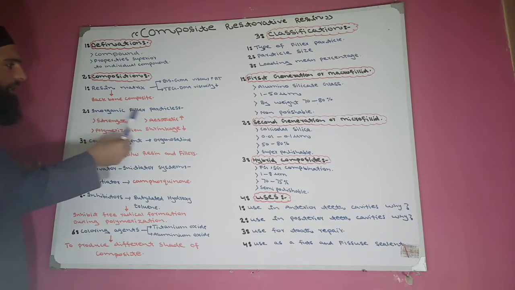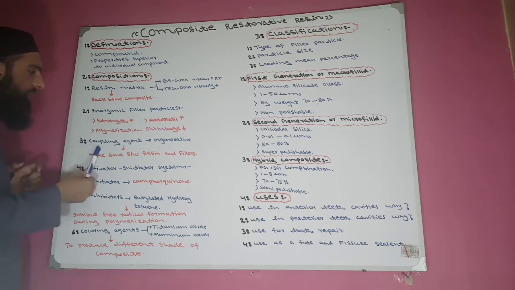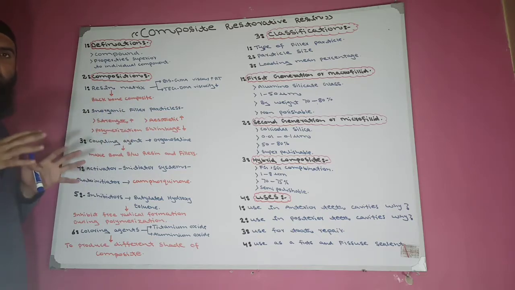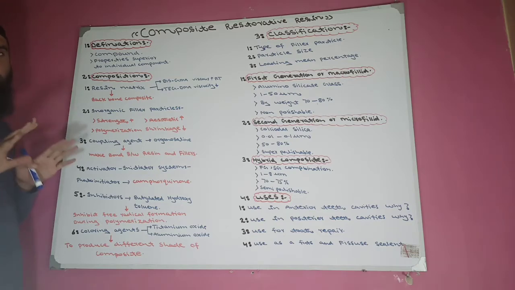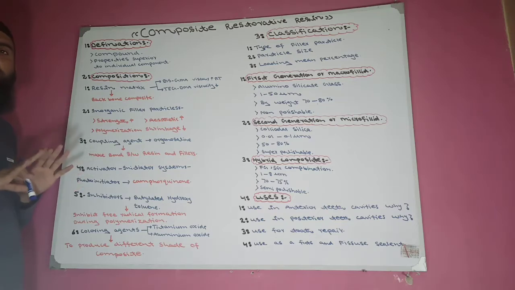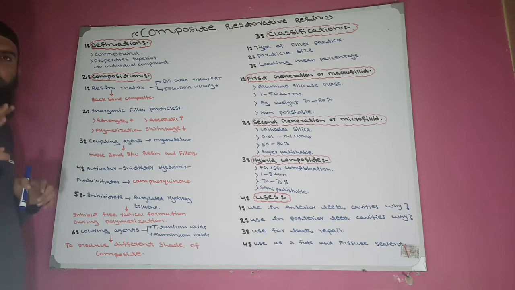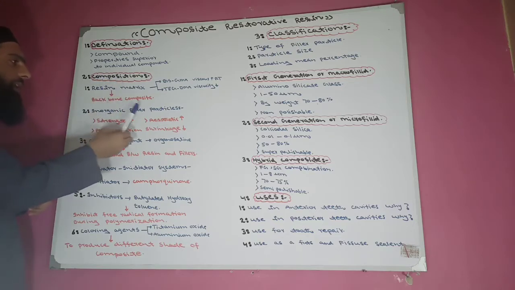Now the second component, the inorganic filler particle, is complete. Now the third component is the coupling agent. The resin matrix is organic in nature and the filler particle is inorganic in nature. When we mix these two components, they do not react with each other because they are insoluble in each other. When we mix a coupling agent with these two components, the coupling agent creates a bond between the organic and inorganic components, meaning it creates a bond between the resin matrix and the inorganic filler particle.